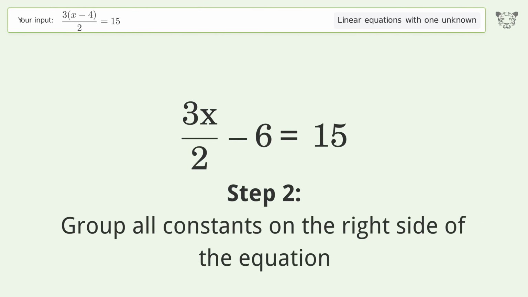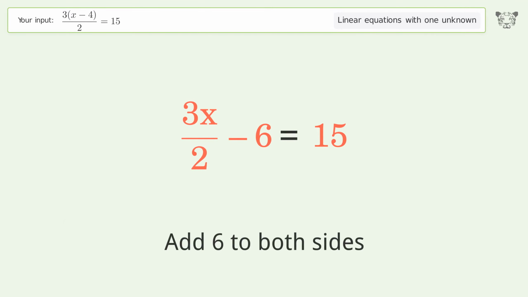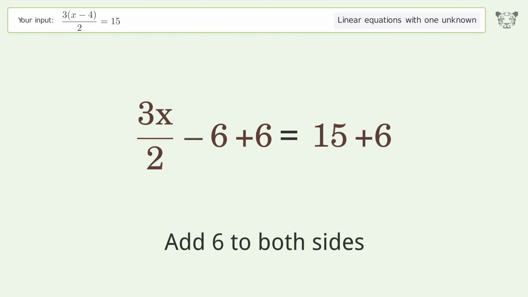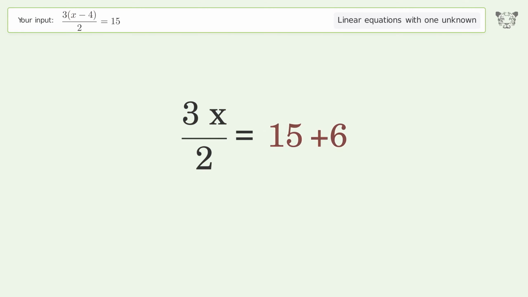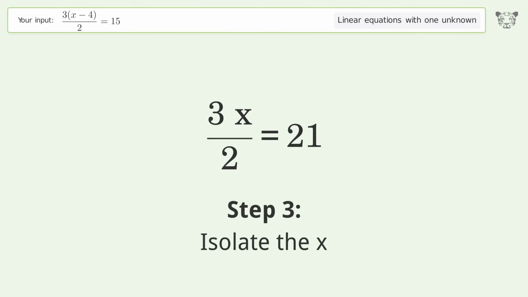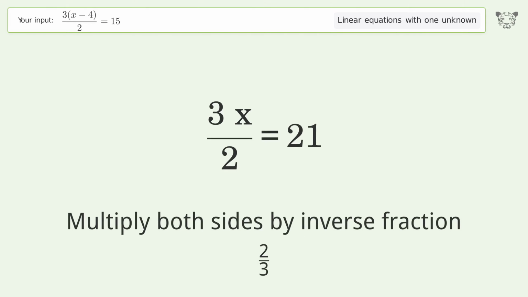Group all constants on the right side of the equation. Add 6 to both sides. Simplify the arithmetic. Isolate the x. Multiply both sides by inverse fraction 2 over 3.